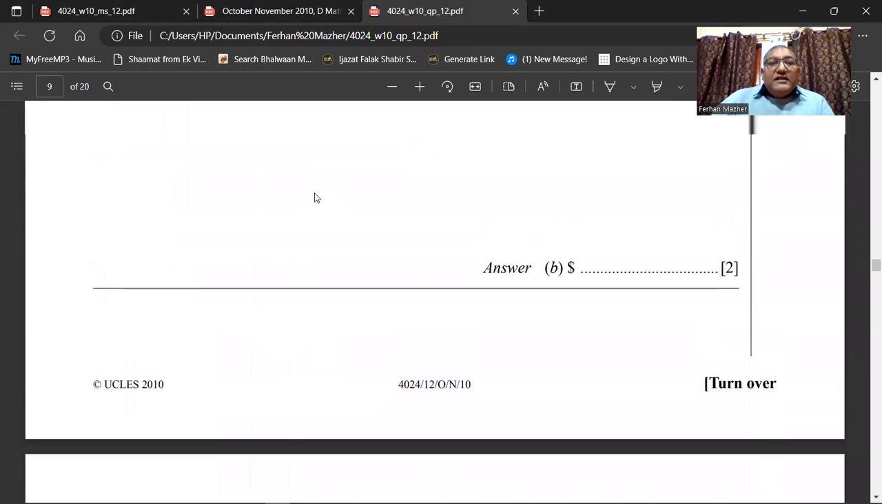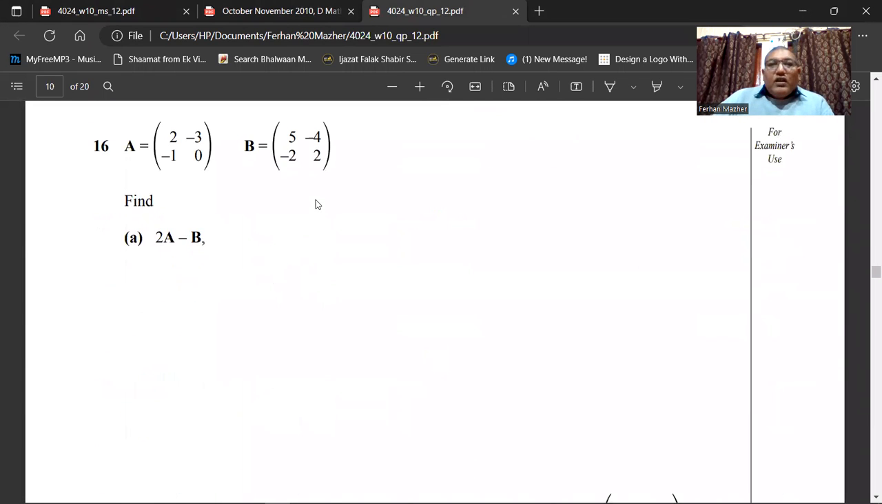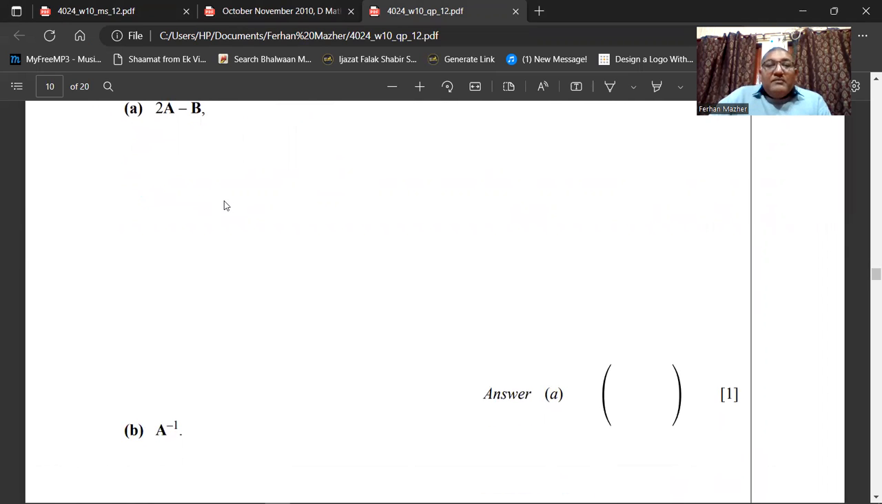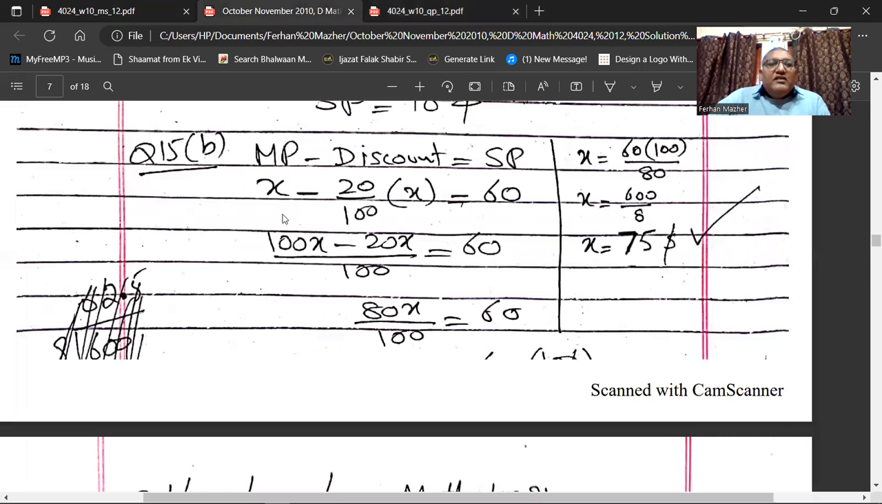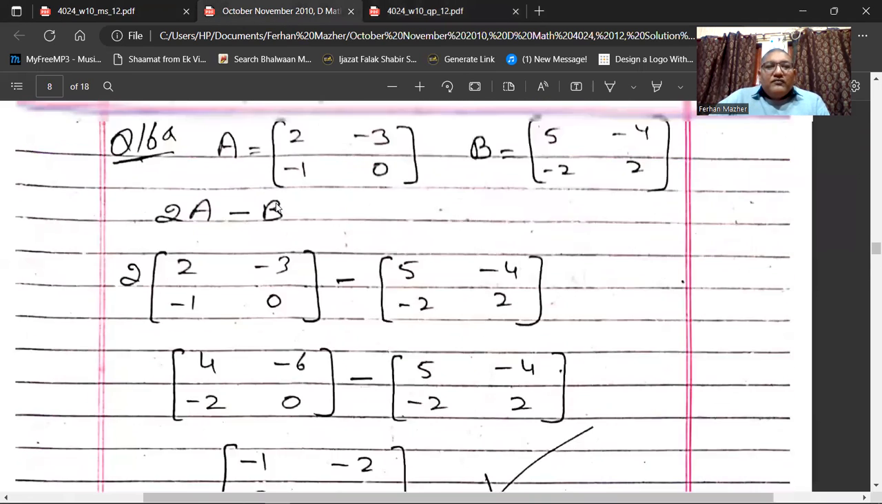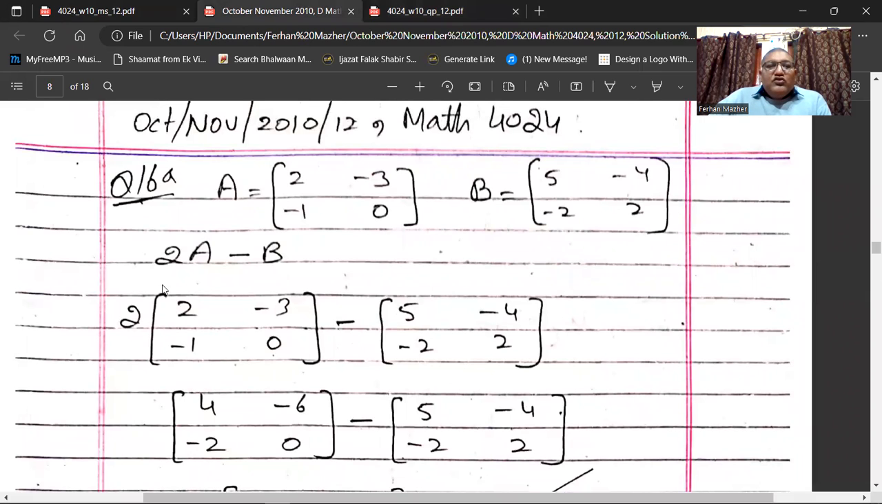So we are on question number 16. He says a matrix A is given, a 2 by 2 matrix: 2, minus 3, minus 1, 0. B matrix is also a 2 by 2 matrix, and it is 5, minus 4, minus 2, 2. The question is, find 2A minus B. 1 mark question. Very simple, straightforward question. We will simply put the values in 2A minus B.